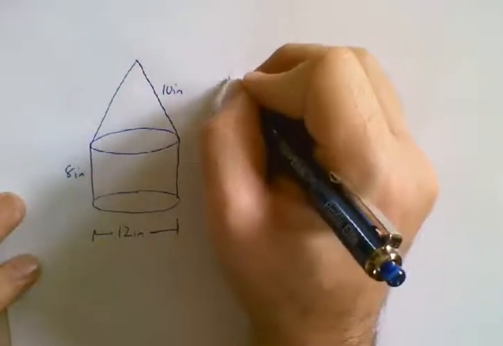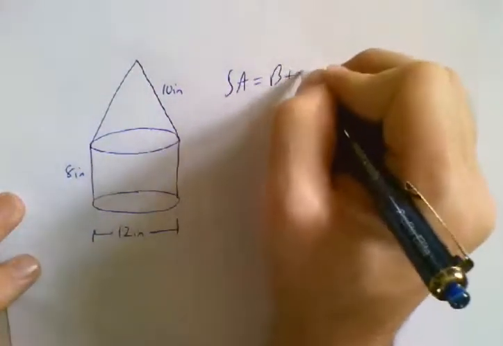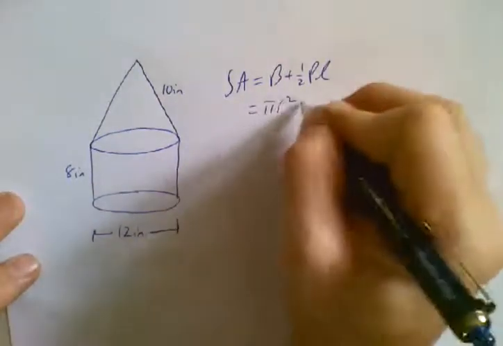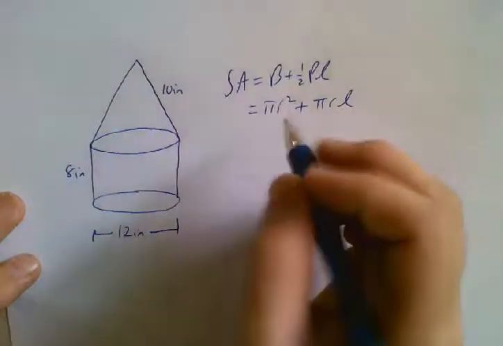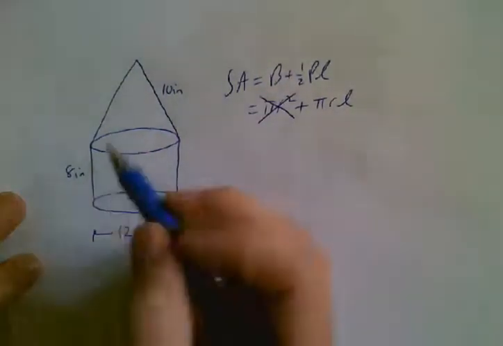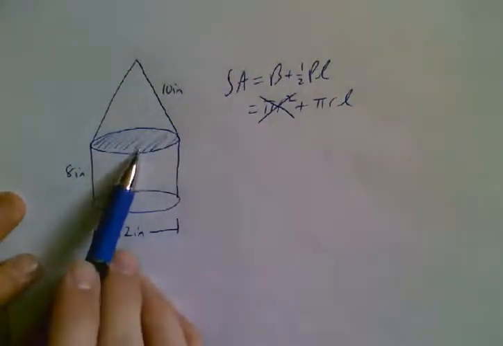When I go to do my formula for surface area of the cone, of course I start like this, plus 1/2 PL, which turns into this, plus pi r l, like we talked about in the other video. But then I quickly realized, wait a second, I'm not actually using that. That would be right here, that would be this part for the cone. But that part's inside.